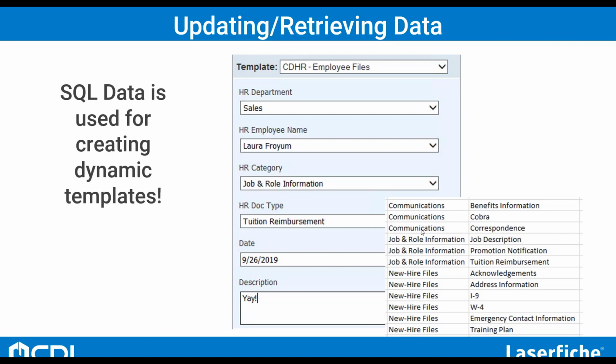So you can see here, I've got a little outline. I've got 3 options for communication: benefits information, COBRA information, correspondence. Those all go in the communications folder. Job role information. Within that folder, you can see their job description, promotion information, tuition reimbursements, new hire files, and so on. So that's how you create and can leverage SQL for dynamic templates, so that it's dynamic based on really what you need, which helps route it to the appropriate folder as you're building your system.